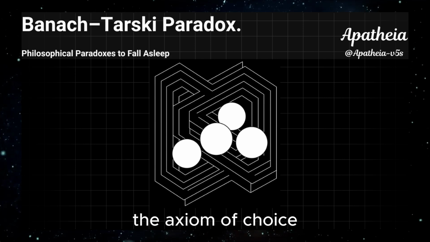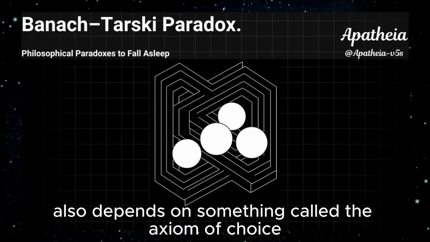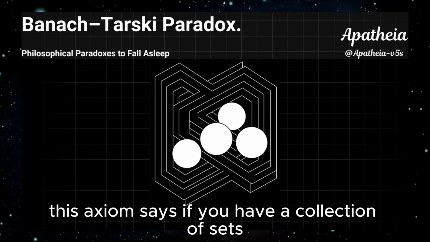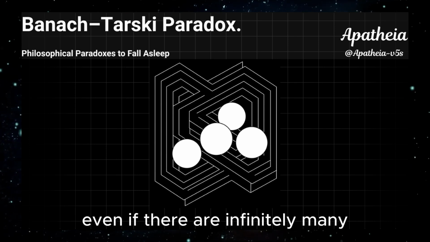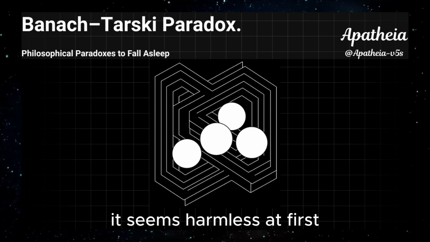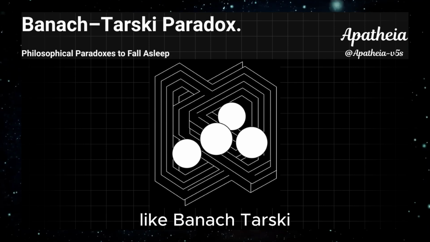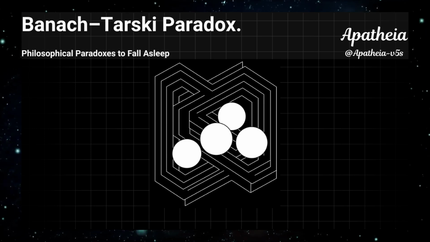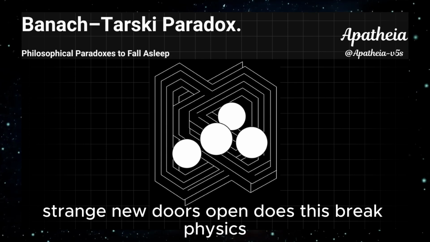The axiom of choice. The Banach-Tarski paradox also depends on something called the axiom of choice, a powerful but controversial principle in set theory. This axiom says, if you have a collection of sets, you can pick one item from each of them, even if there are infinitely many, and no rule tells you how to make the choices. It seems harmless at first, but when applied to infinite sets, the axiom of choice enables constructions like Banach-Tarski. It's what allows mathematicians to define those bizarre, non-measurable pieces. Without the axiom of choice, this paradox can't exist. With it, strange new doors open.